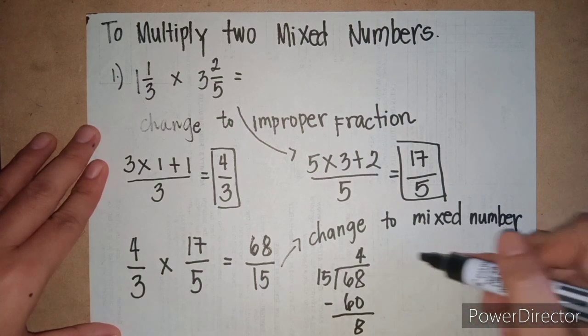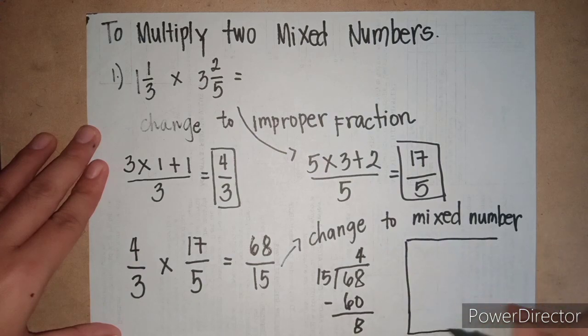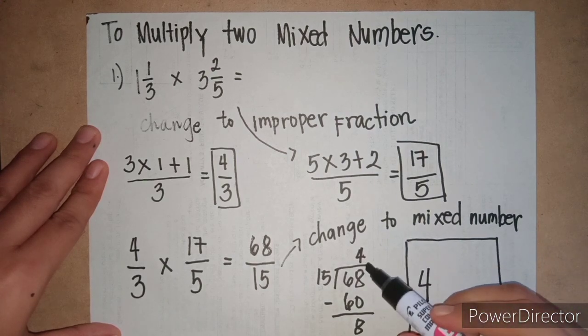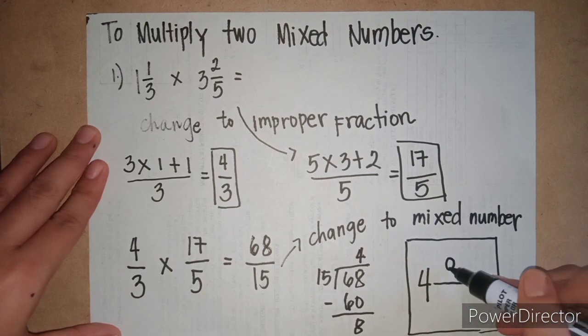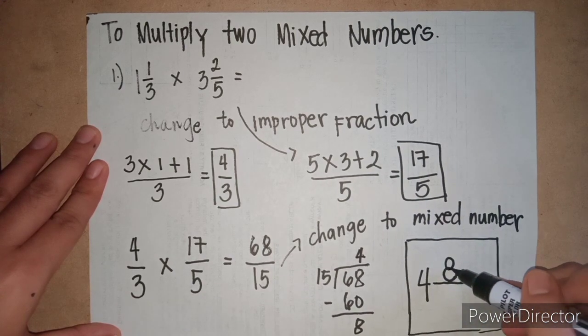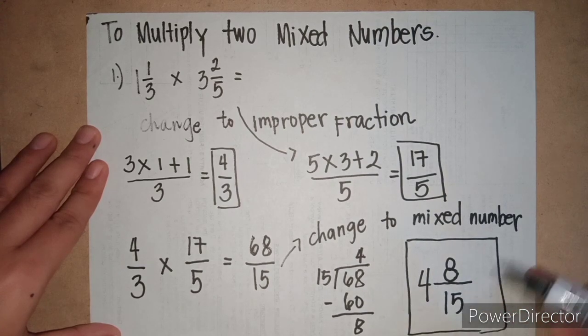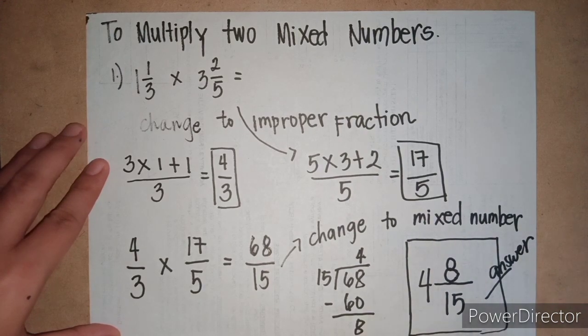Okay, and then we are going to write the answer as a mixed number. Okay, so our quotient here is 4. So we write 4 as the whole number, and then 8 is our numerator, and then the denominator is 15. So the answer is 4 and 8 over 15.